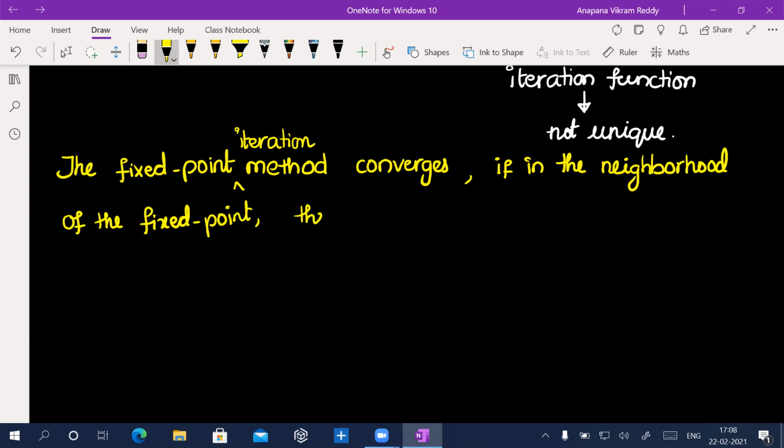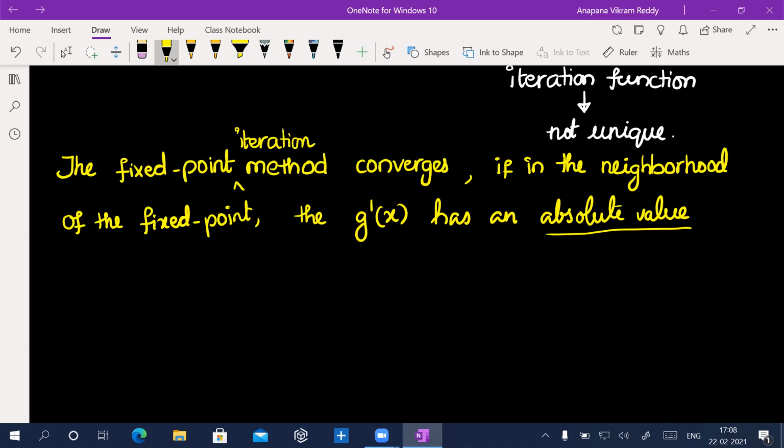the derivative of g of x has an absolute value. This is important here, absolute value is important. It has an absolute value that is smaller than 1. This is the hint for you.